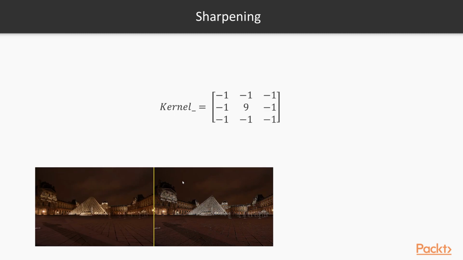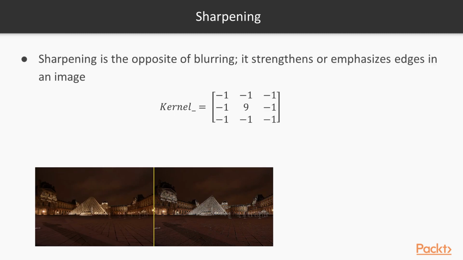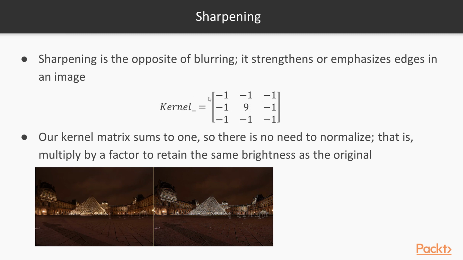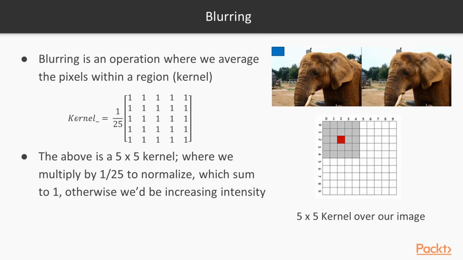So now let's take a look at sharpening. Sharpening is the opposite of blurring. It strengthens or emphasizes the edges in an image, and this is an example of a sharpening kernel right here. Our matrix still sums to 1. You can add it up and check it here. So there's no need to normalize. That is multiplied by a factor to retain the brightness, like what we did right here.